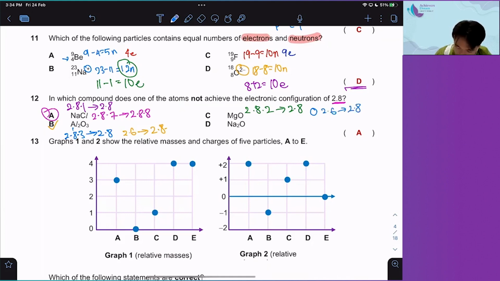And finally, let's look at sodium. Sodium is 2.8.1. You will lose 1 electron to form 2.8. For oxygen it will be the same. So in this case, the answer will be A.